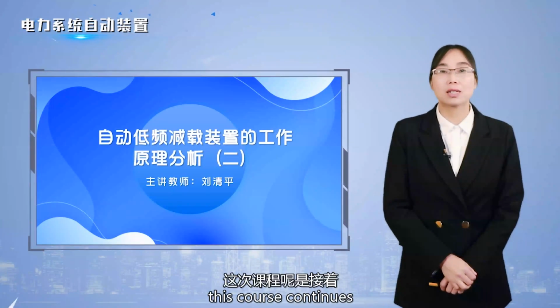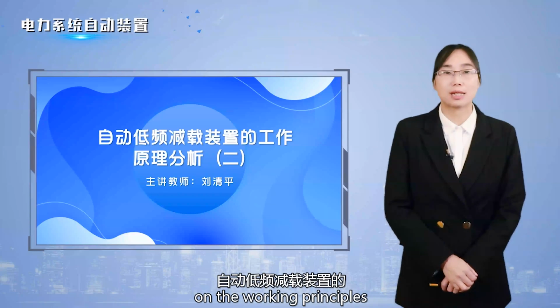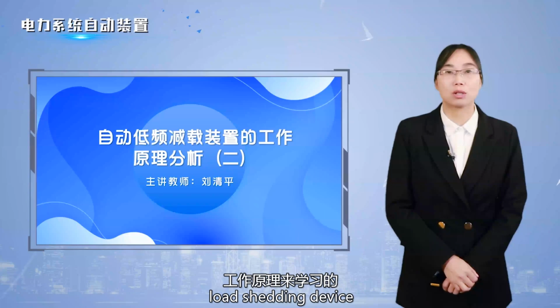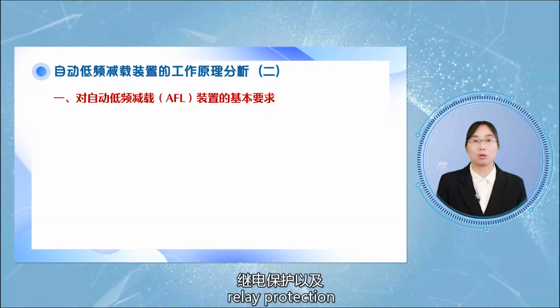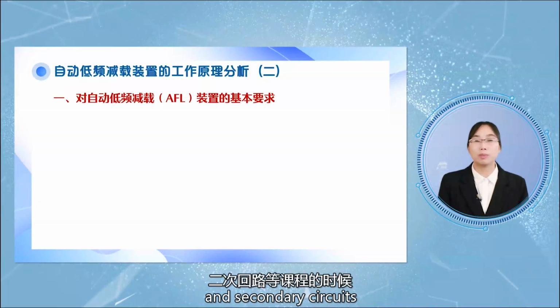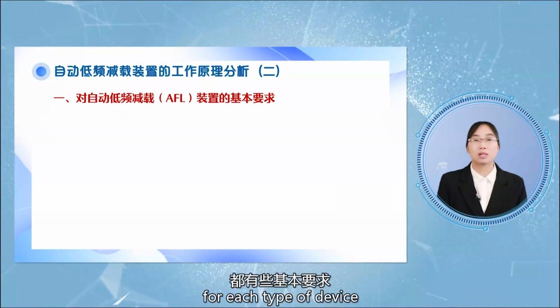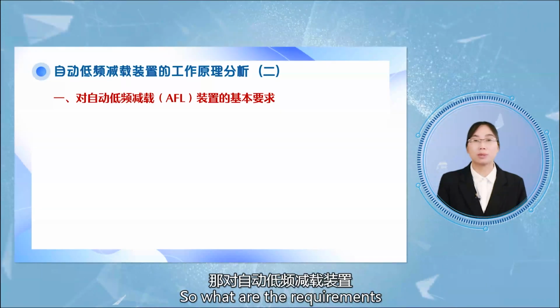Hello everyone. This course continues from the previous course on the working principles of the automatic low-frequency load-shedding device. In our courses on power systems, relay protection, and secondary circuits, there are some basic requirements for each type of device. So, what are the requirements?